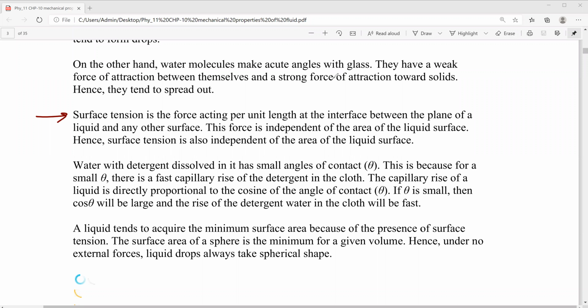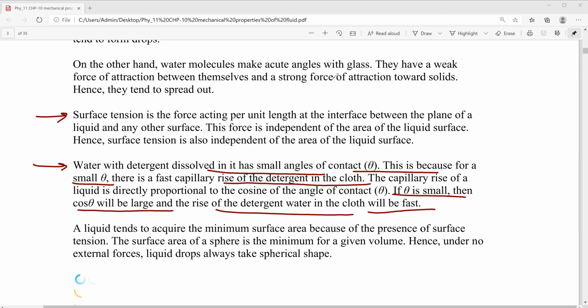And the third one, what they asked: water with a detergent dissolved in it should have a small angle of contact, because water with detergent dissolved in it has a small angle of contact. This is because for small angle theta, there is a fast capillary rise of the detergent in the cloth. The capillary rise of a liquid is directly proportional to the cosine of the angle of contact. So if theta is small, then cos theta will be large and the rise of detergent water in the cloth will be fast. And next question.